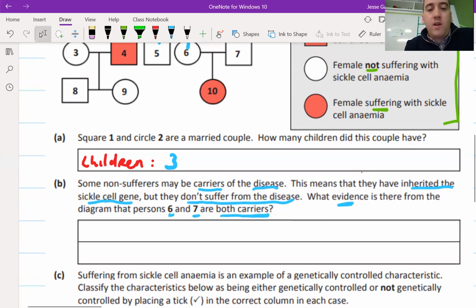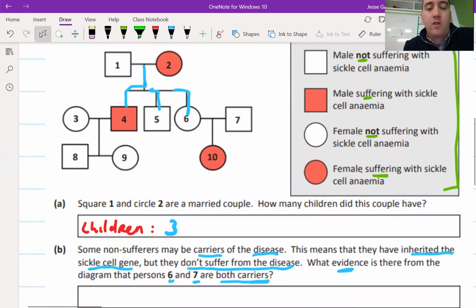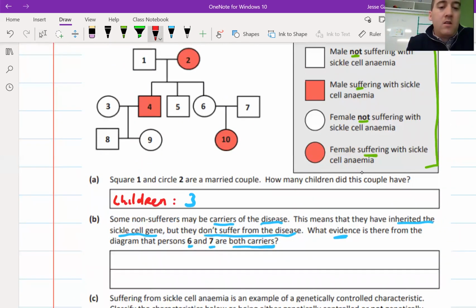Okay, so let's look at persons 6 and 7, and is there any evidence that they might be carriers? So pause the video, take a look at that, and hopefully you can do that by yourself. Write down an answer. In other words, what evidence is there that they are carrying the gene for sickle cell anemia? Pause the video if you didn't get it already and write down an answer.